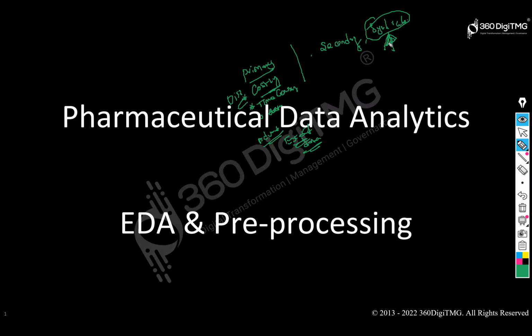Now we have secondary data. It is easy and quick access to data. It is less costly, not that costly, very less costly. But some irrelevant information will also be there, so we have to do all the pre-processing.